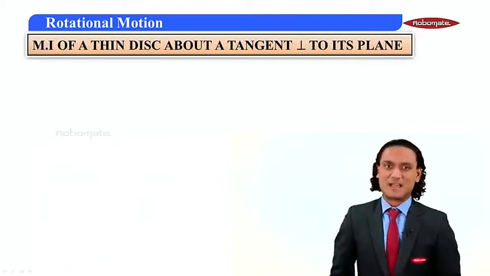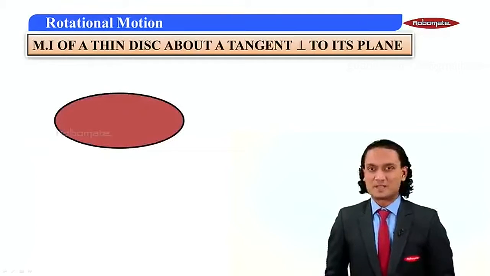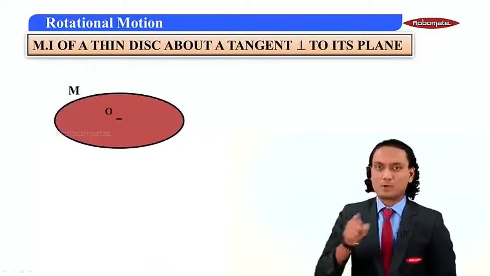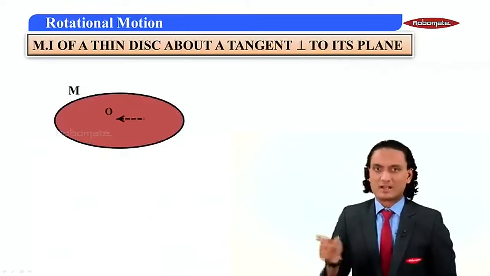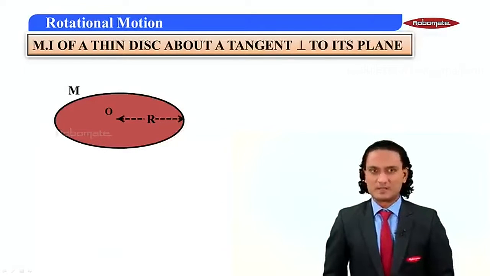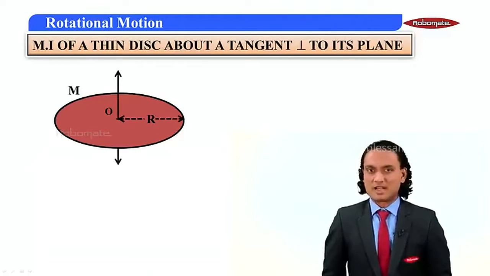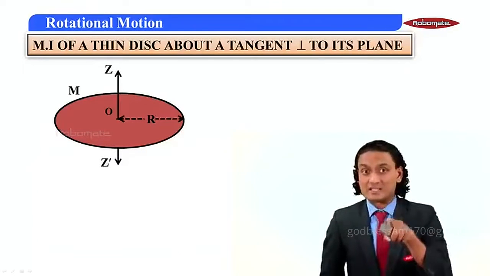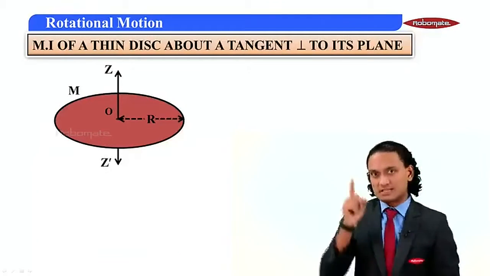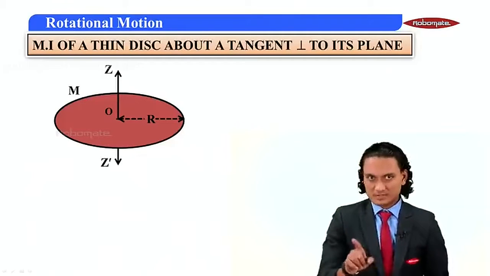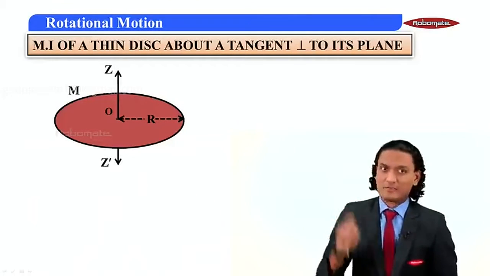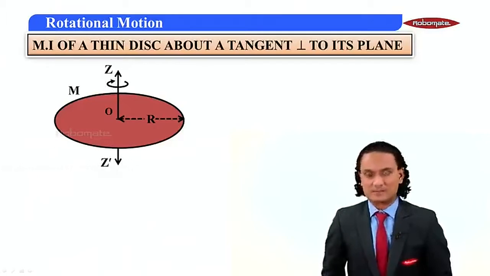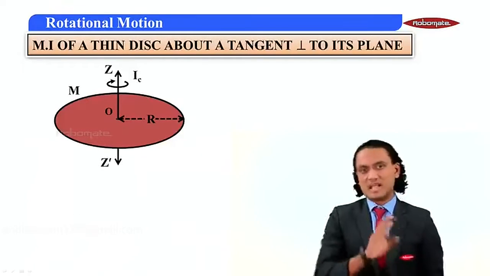First let us draw the diagram. I'm going to consider a disk. M is the mass of the disk and point O is the center of the disk. R is the radius of this disk. Now students, I'm going to consider an axis. This axis is passing through the center of the disk and it is perpendicular to the plane of the disk, ZZ dash. Is that clear? Fine. Now, if this disk rotates about this axis, then its moment of inertia is IC.